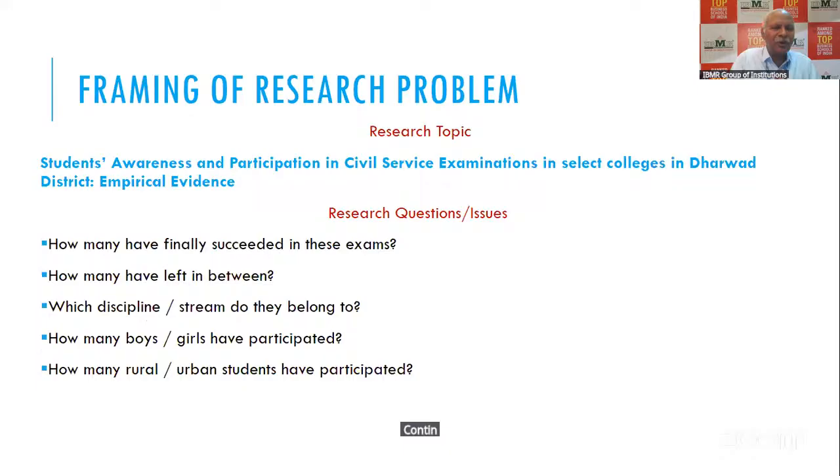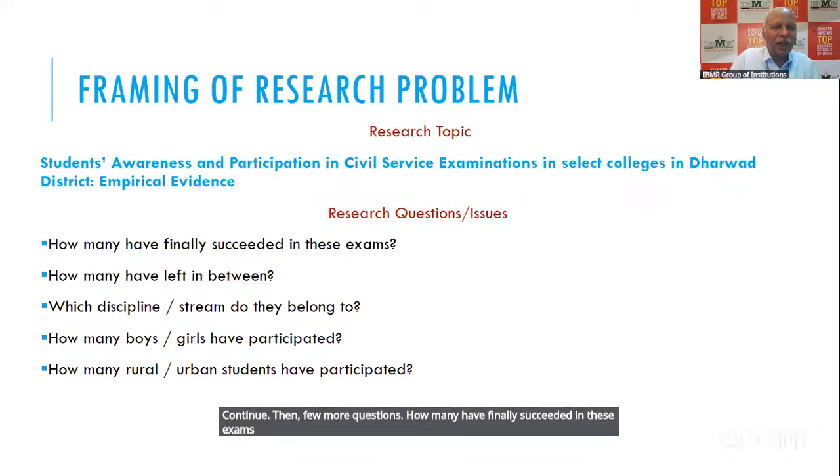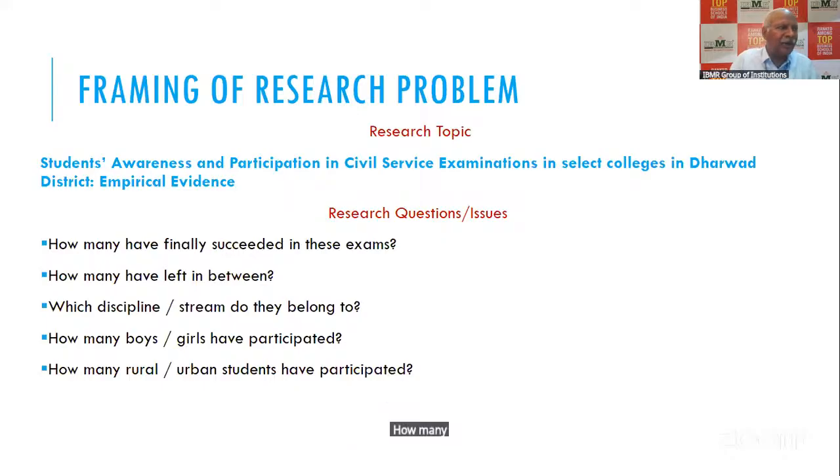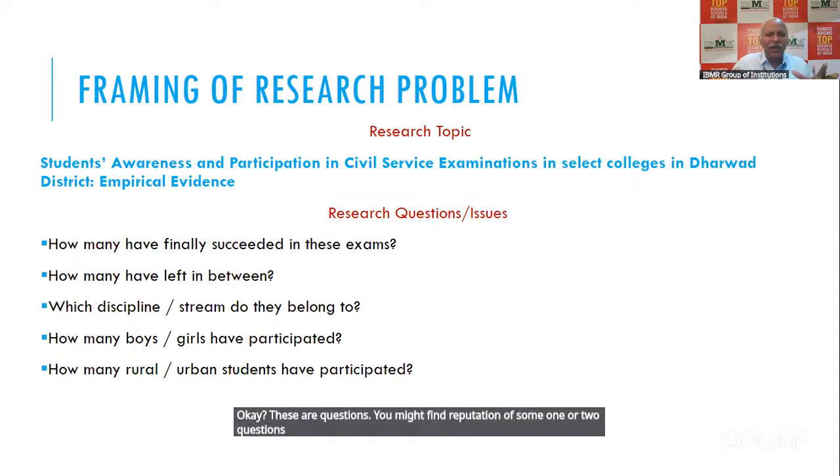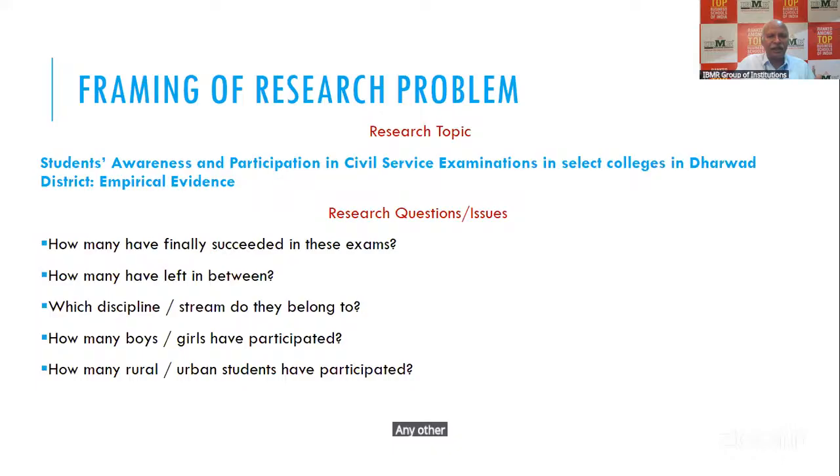Then a few more questions. How many have finally succeeded in these exams? How many have left in between? Which discipline or stream do they belong to? How many boys or girls have participated? How many rural or urban students have participated? You might find repetition of one or two questions, but you can raise any other, much better questions pertaining to this particular research topic.